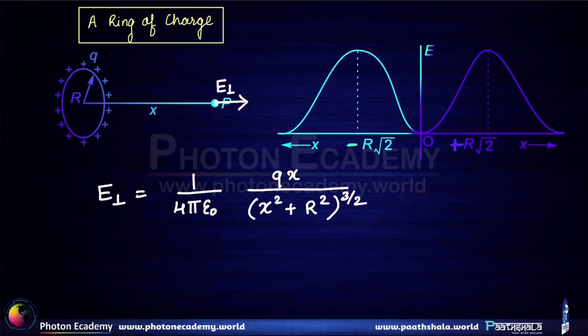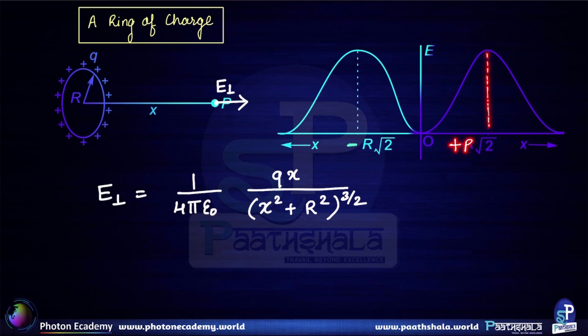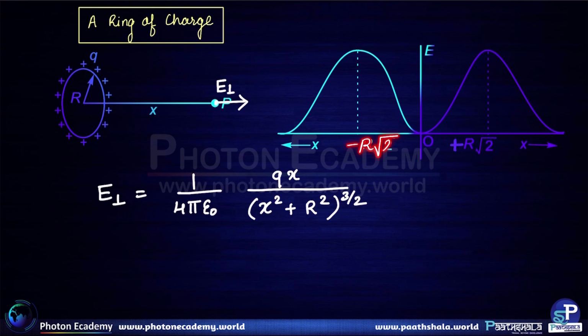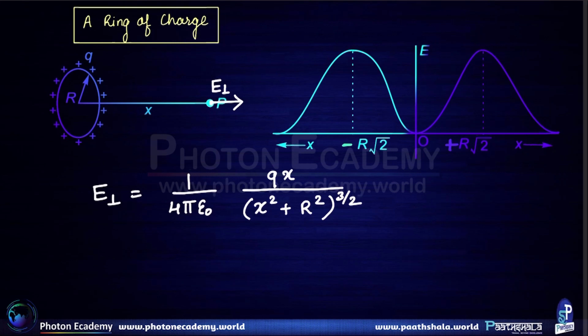This also is understood. So here we get the plot that goes to a maximum and then again goes down to 0. We can see that using the methods of differentiation, we can find out the maximum value occurs at r root 2. X equal to r root 2 gives us the maximum value of E perpendicular. Similarly, on the negative direction of the x-axis, we get the maximum at x equal to minus r root 2. So these are the two values of x for which we get the maximum value of E, and this can be shown via methods of differentiation.